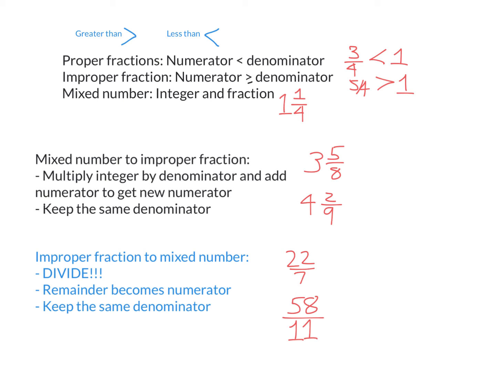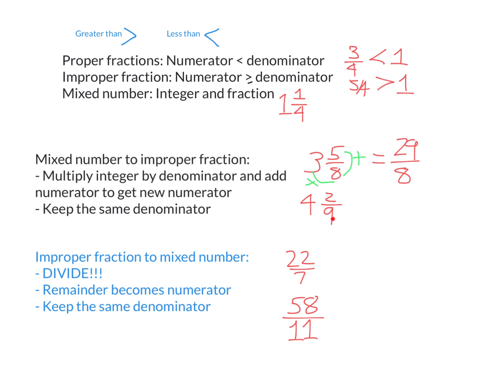What we need to now go through is how to convert between improper fractions and mixed numbers. If you start with a mixed number and you want to go to an improper fraction, all you do is follow these steps here. Probably sounds a bit complicated, so let's look at how we do it. If we have 3 and 5/8 and we want to write it as an improper fraction, you multiply the integer, the whole number, by the denominator, the number on the bottom. We go 3 times 8, and then we add the numerator. So 3 times 8 plus 5 is 29. That's our new numerator, and we keep the same denominator.